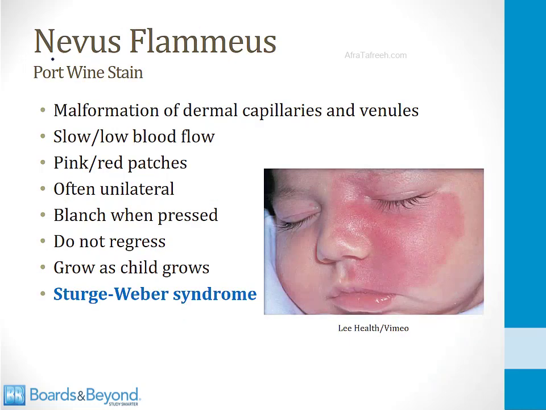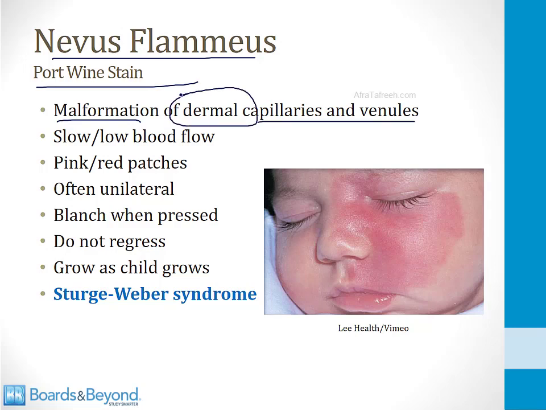And finally, let's talk about a nevus flammeus, which is usually called a port wine stain. This is also not a tumor. It's a malformation. In this case, it's a malformation of capillaries and venules found in the dermal layer of the skin. As a result of this malformation, there is slow or low blood flow through parts of the skin, and that leads to the presence of pink-red patches on the skin.